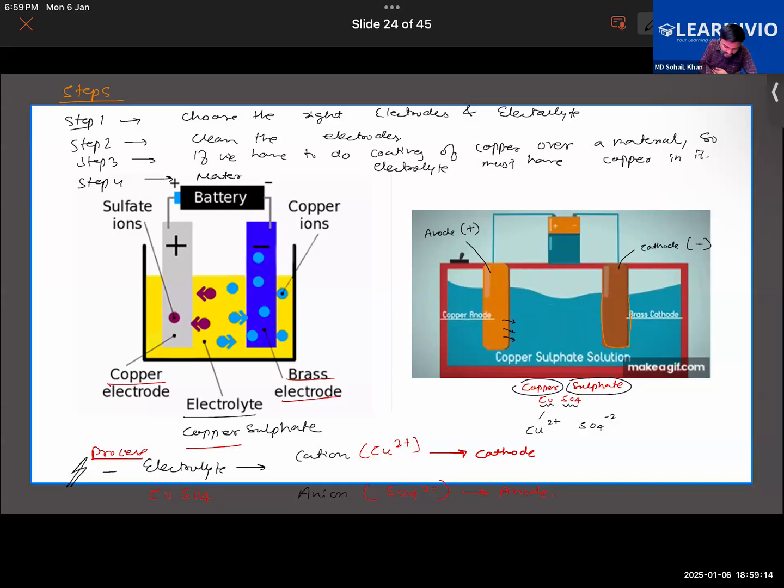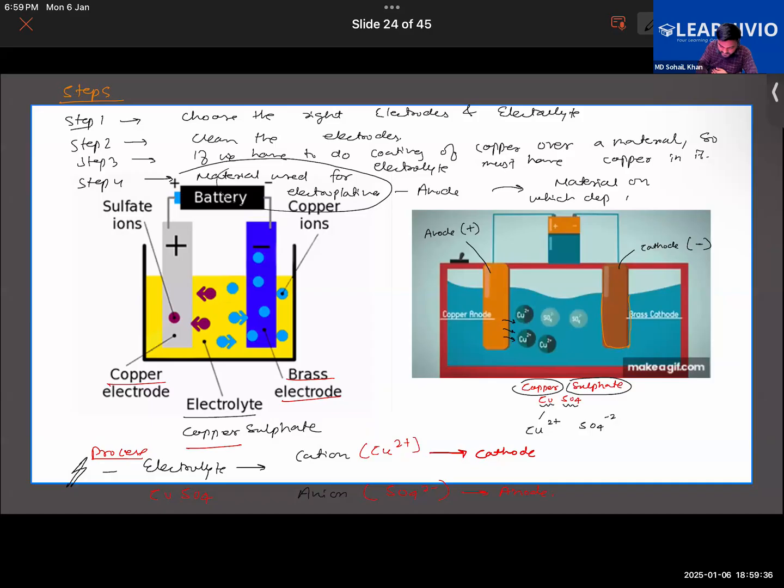So the material used for electroplating is always made the anode, and the material on which deposition is done is always made the cathode. And how do we decide it? Basically by connecting it to the positive and the negative terminals of the battery. Hope it should be clear. Any questions?